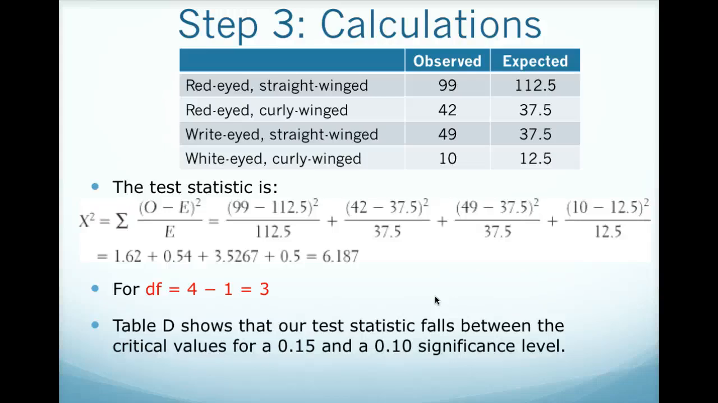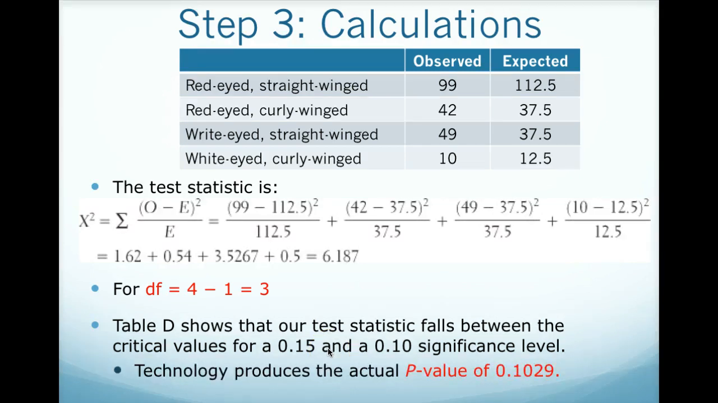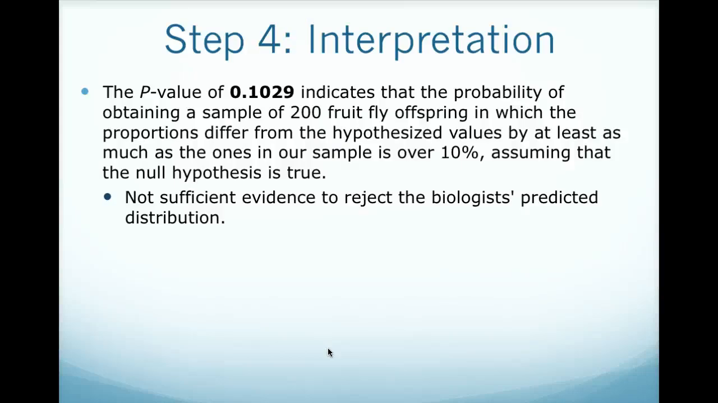And if I go on table D and I look for this chi-squared statistic of 6.18 with a degree of freedom of 3, you'll notice that my p-value falls between 10 and 15%. Now if I do a chi-squared test on my calculator, I will get a p-value of 10.29%, which makes sense with table D. So my interpretation, just like always, I can make my decision.